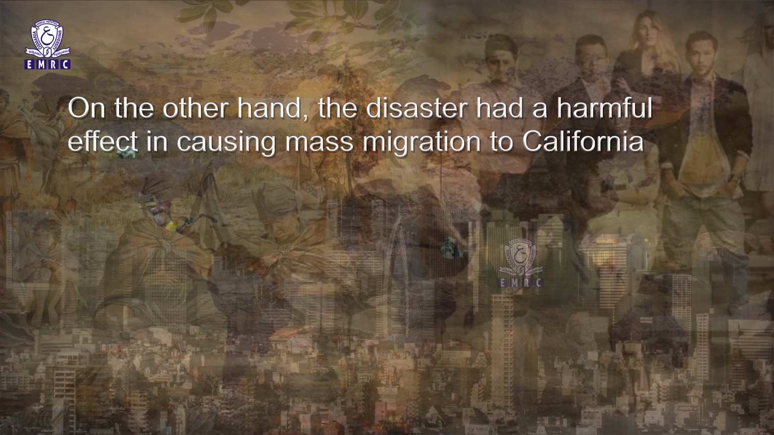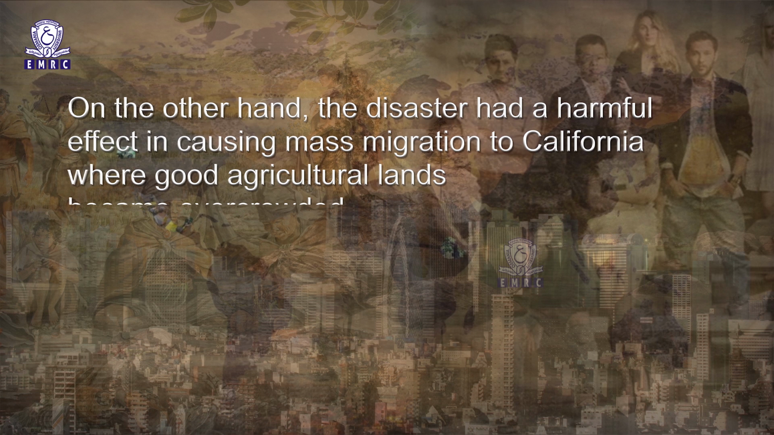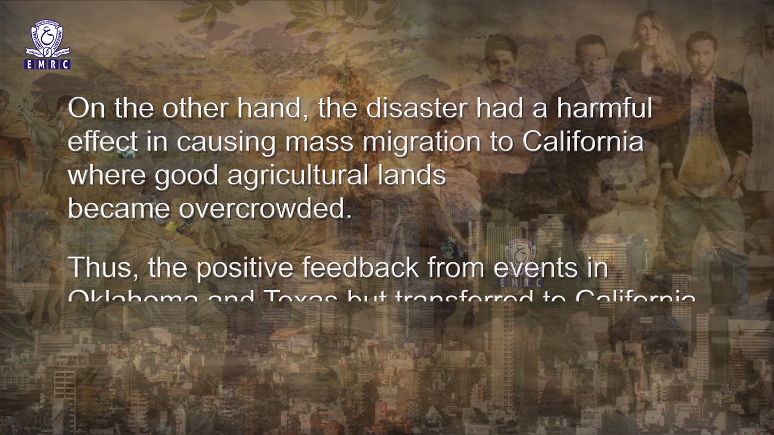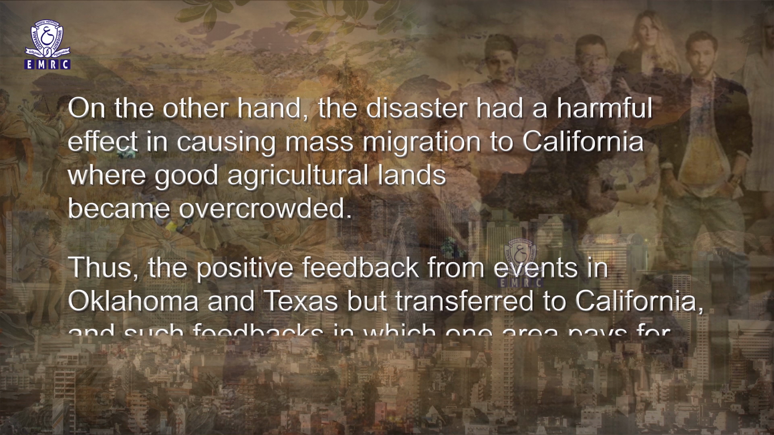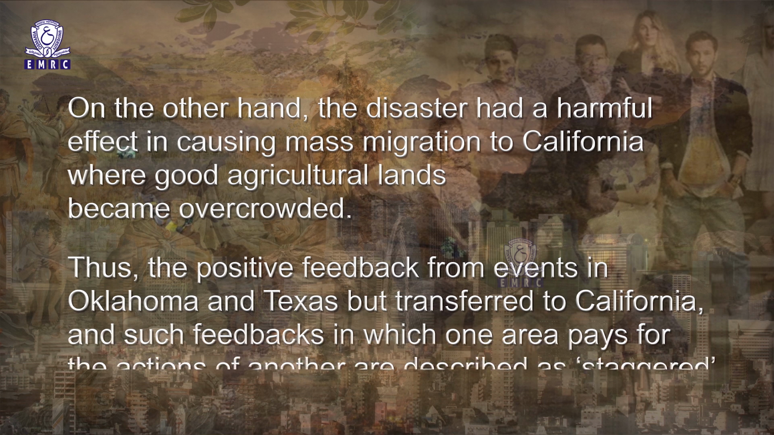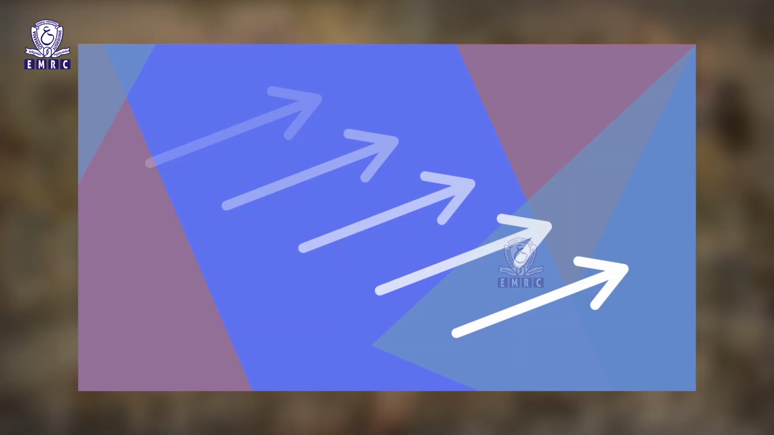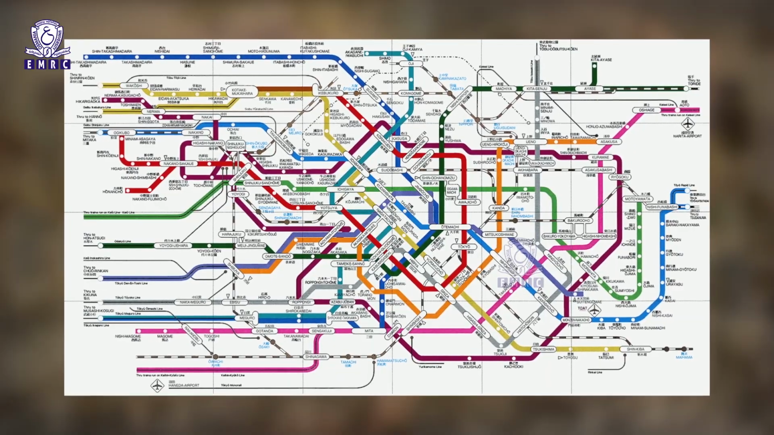On the other hand, the disaster had a harmful effect in causing mass migration to California, where good agricultural lands became overcrowded. Thus, the positive feedback from events in Oklahoma and Texas was transferred to California, and such feedbacks in which one area pays for the actions of another are described as staggered. Far from being a simple two-way system, man's impact on the environment may be direct, but it is much more likely to result in feedbacks which can be positive or negative and lagged and/or staggered depending on circumstance. As a result, the simple interaction model becomes a complicated system.